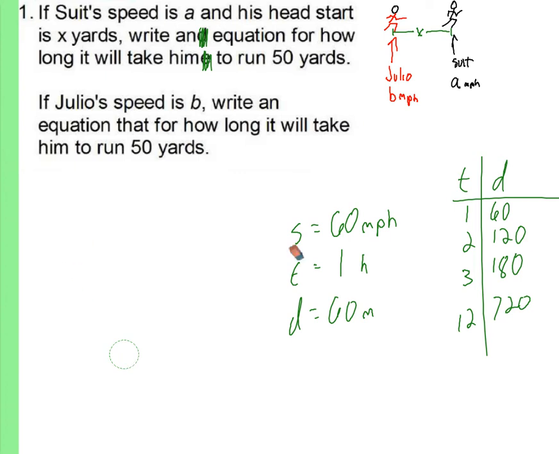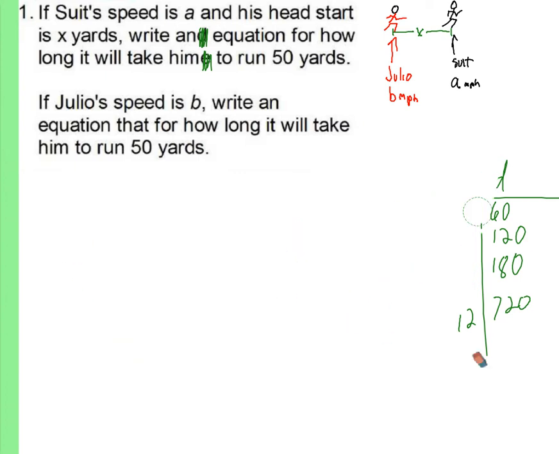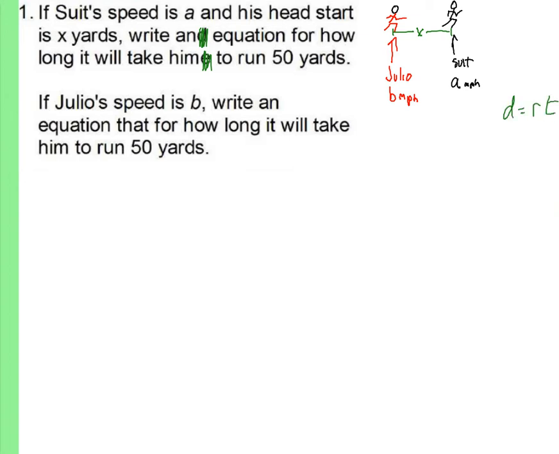Right, so let's try and apply that and write an equation that we're looking for. The suit guy. That's always true. Distance equals rate times time. What's the distance that the suit guy is going to run? 50. Is he going to run 50? Oh, with a head start. With a head start. So what will be his distance when you give him a head start? So it'd be 50 minus x. Yes. He will run for fewer yards.